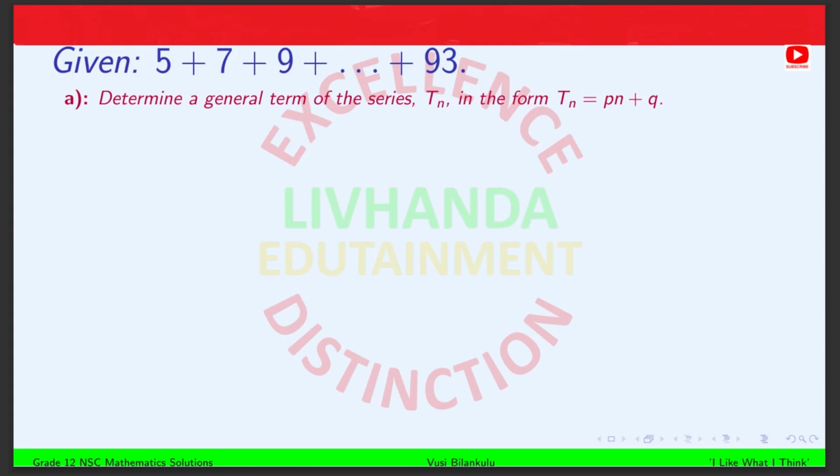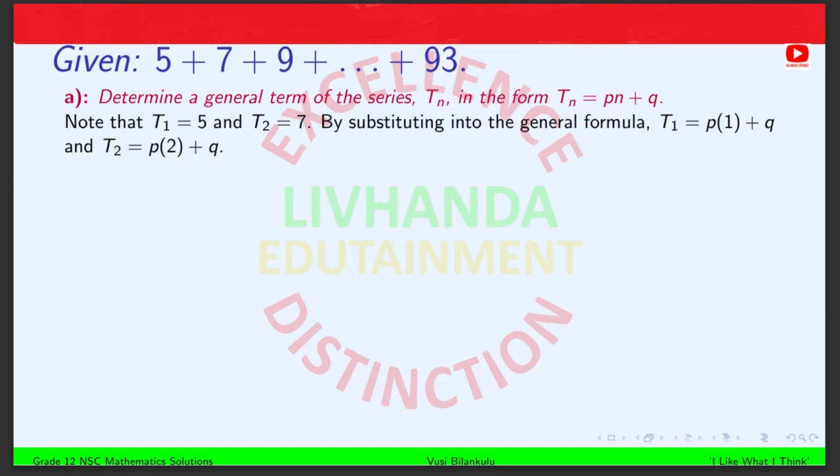Now, let us see how all these come together in a typical exam session. Suppose you are given a series defined by 5 plus 7 plus 9 plus other terms until the last one given by 93. Determine a general term of the series, Tn, in the form Tn equals Pn plus Q. From the given series, note that T1 equals 5 and T2 equals 7. Now, substitute first n equals 1 into the general formula so that T1 equals P times 1 plus Q. And then substitute n equals 2 so that T2 equals P times 2 plus Q.